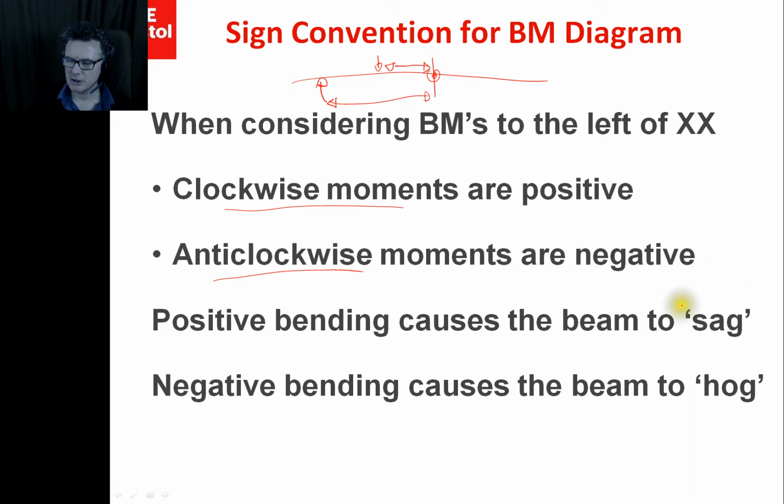Now, depending on the conventions that you use, different textbooks will have different approaches, and different university courses will have different approaches, so be careful when you're looking on the web. This particular convention means that if you have a positive bending moment value, you're going to have a sag in your beam, whereas if you have a negative bending moment, you're going to end up with a hog. So what do those terms mean?